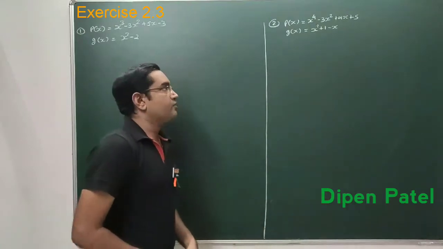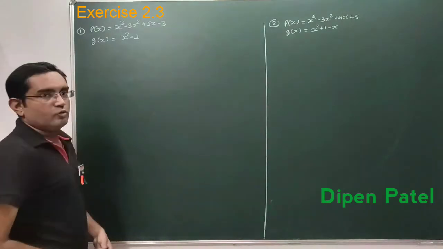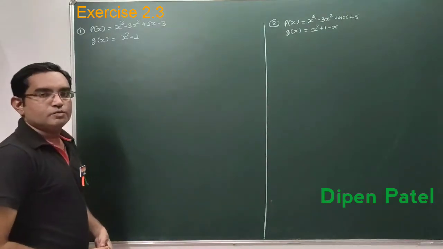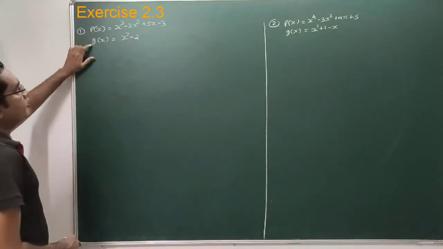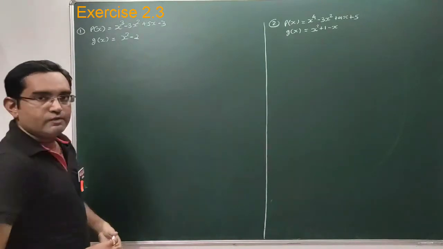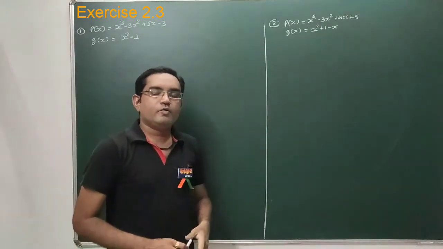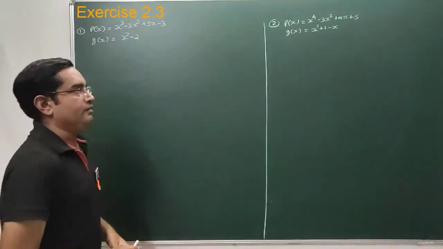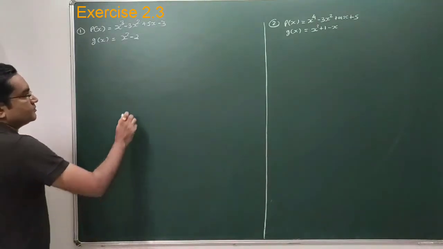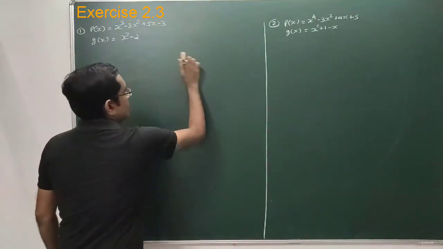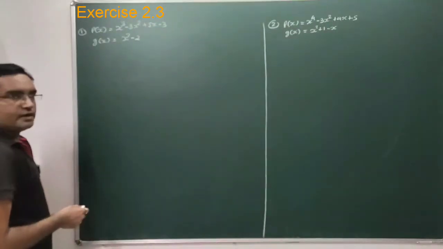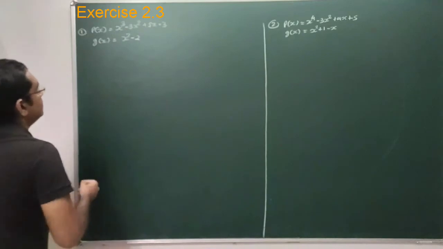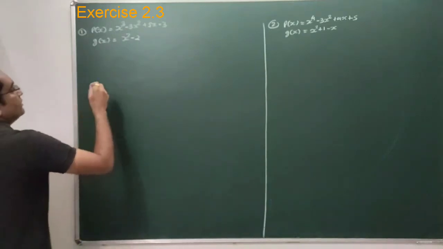Today we are going to discuss exercise 2.3 of chapter number 2. So first, question number 1, in which we are given two polynomials p of x and g of x. We have to perform long division of this polynomial and derive the quotient and remainder. So this is the long division of polynomials, which we have already studied in our 9th standard. So the same sums are there.